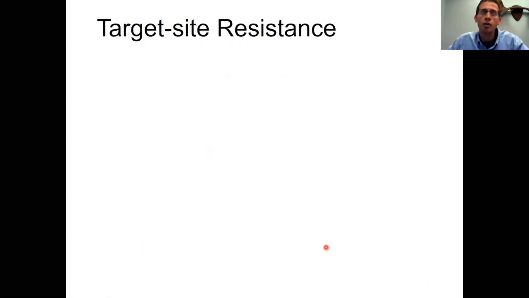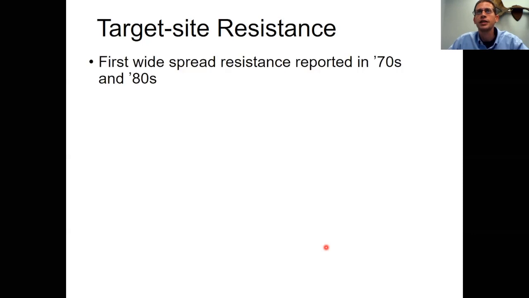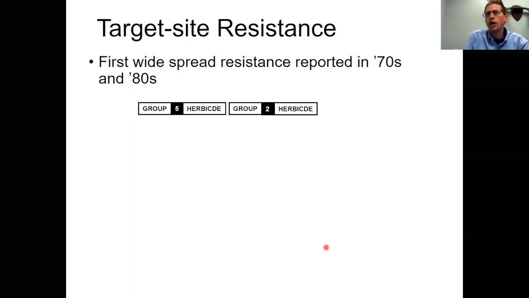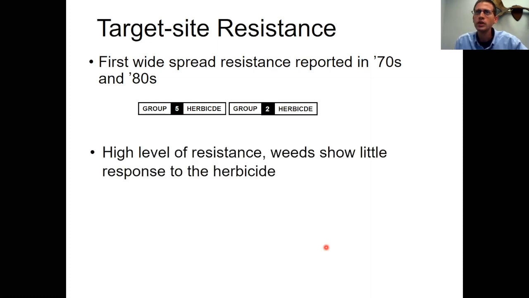Another type of herbicide resistance, target site resistance, was first noticed as being widespread in the 70s and 80s with your group 5 herbicides, your triazines, and your group 2 herbicides, again, your ALS inhibiting herbicides. Target site resistance also confers a high level of resistance, with weeds showing little or no response to the herbicide.